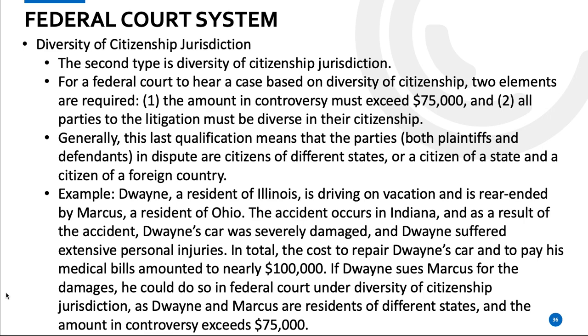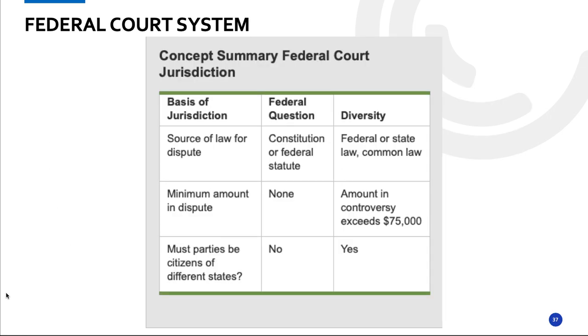So, for example, Dwayne, a resident of Illinois, is driving on vacation and is rear-ended by Marcus, a resident of Ohio. The accident occurs in Indiana. As a result of this accident, Dwayne's car was severely damaged, and Dwayne suffered extensive personal injuries. In total, the cost to repair Dwayne's car and pay his medical bills amounted to nearly $100,000. If Dwayne sues Marcus for damages, he could do so in federal court under diversity of citizenship jurisdiction, as Dwayne and Marcus are residents of different states, and the amount in controversy exceeds $75,000.